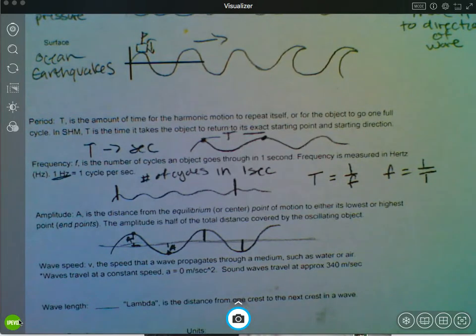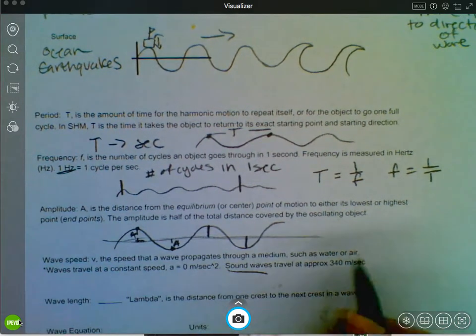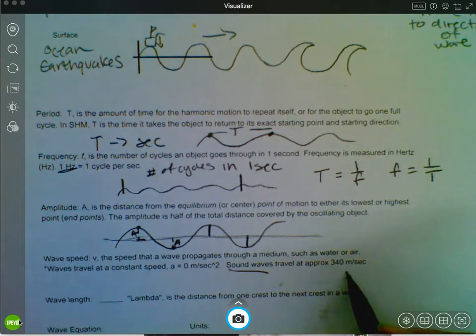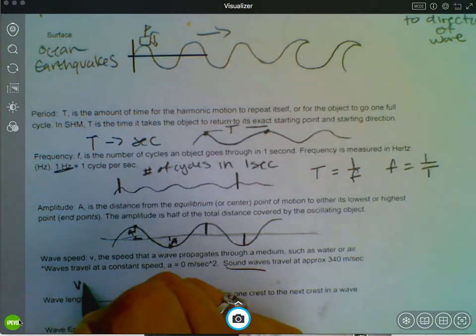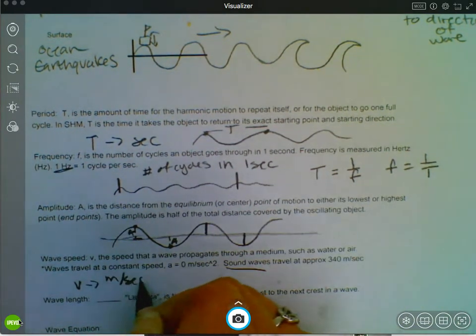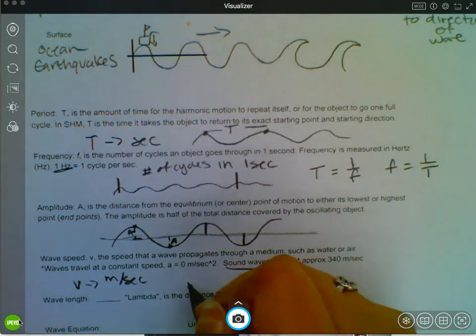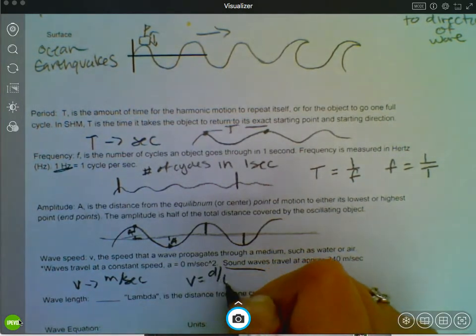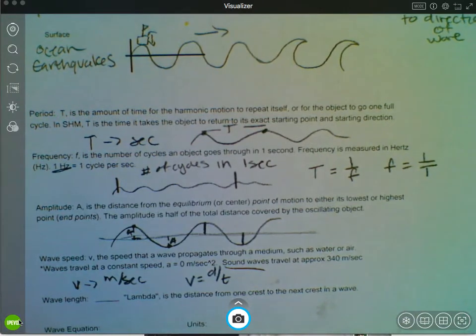Let's see what else we have here. Wave speed, we use v, the speed that a wave propagates through a medium such as water or air. So waves travel at a constant speed, which means that acceleration is 0. Okay, and sound waves, in particular, travel about 340 meters per second. Okay, so we measure it in meters per second. And it's still just the distance over time that it travels.